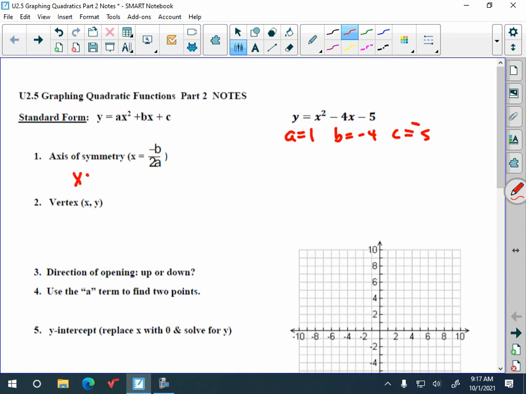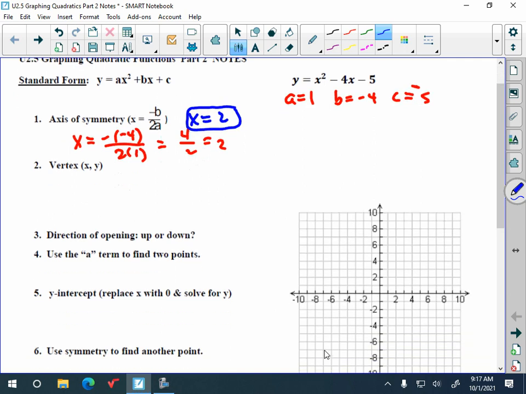All right, so x equals -4 over 2 times 1. Okay, 4 over 2, 2. So practice writing the axis of symmetry equation: x equals 2. Again, make sure you write x equals. All right, and then as we find this stuff, we can graph it. So we're going to draw a vertical line through x equals 2. This line is cutting our parabola in half.